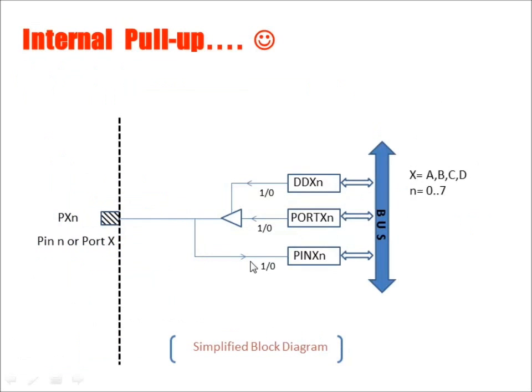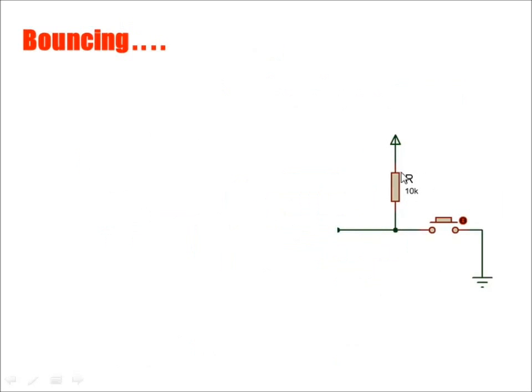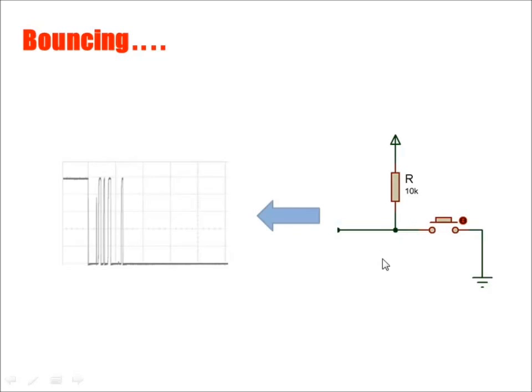To make it simple, there is already an internal pull-up resistor inside the chip. This resistor can be enabled by writing logic 1 to the corresponding bit in the PORTX register. So we can see that the PORTX register has two functions. It can be used to store the output values for output pins, and at the same time it can be used to enable the internal pull-up resistor for input pins. If we use a mechanical switch, then we will face the contact bouncing problem. As a result, instead of a single transition from 1 to 0, we will get a rapid pulse of ones and zeros.